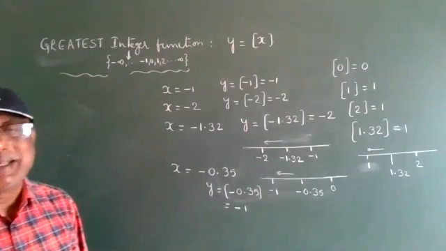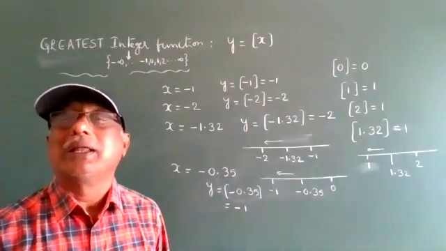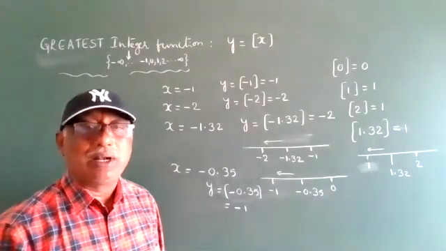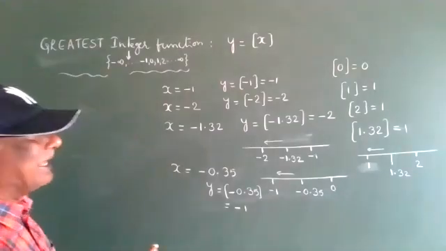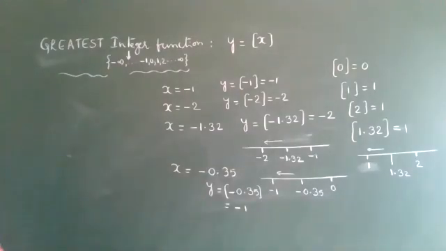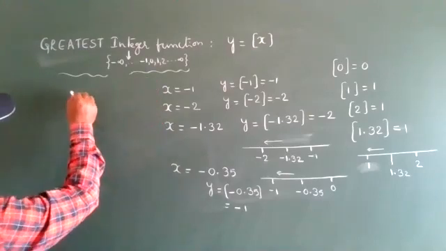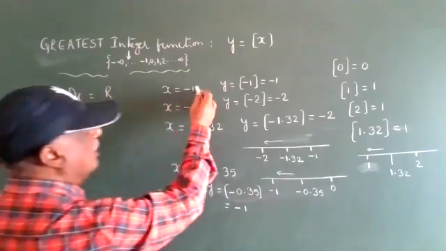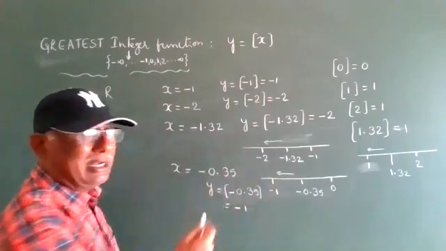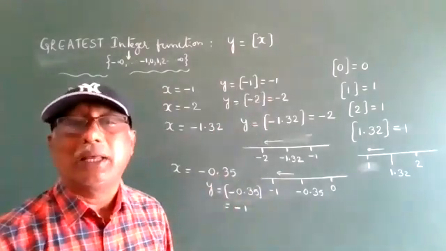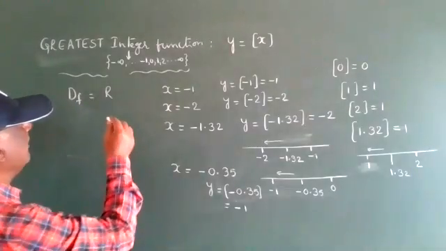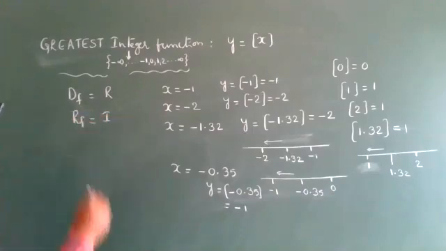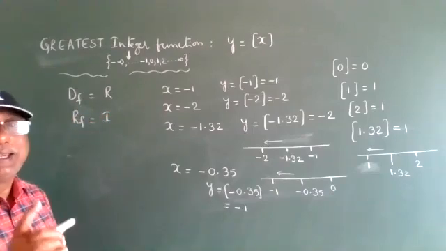That is called the greatest integer function. Okay? So what is the greatest integer function? The domain of the greatest integer function is all the real numbers, negative values, positive values, with decimals, everything we are taking. But the range of f is the integers.